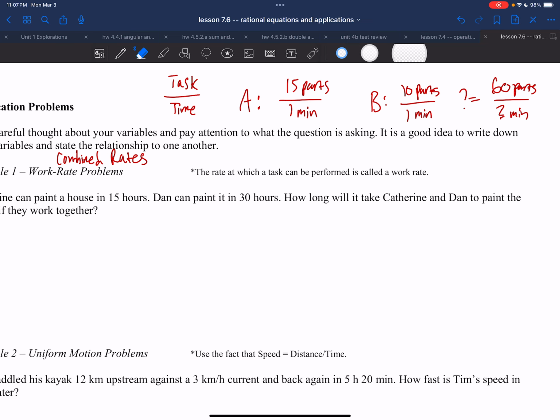But what's really important and the main takeaway here is that the fractions you're using are task over time. Students forget this a lot. They forget that, one, it's a fraction, and two, what the task is. What is getting fulfilled? What is being done in this amount of time? Okay, so just think about that carefully. Okay, so let's walk through this example.